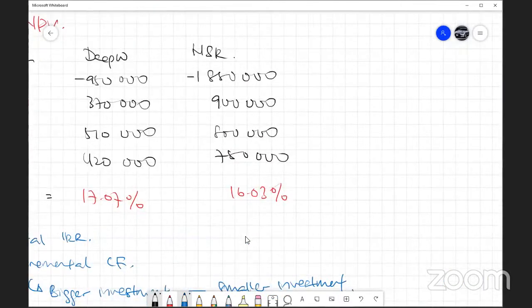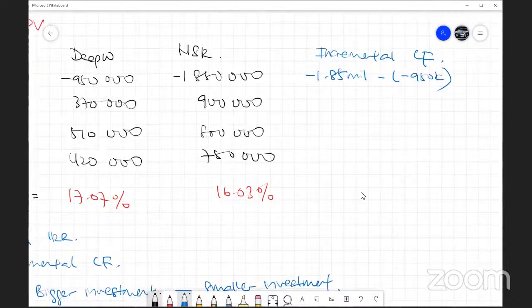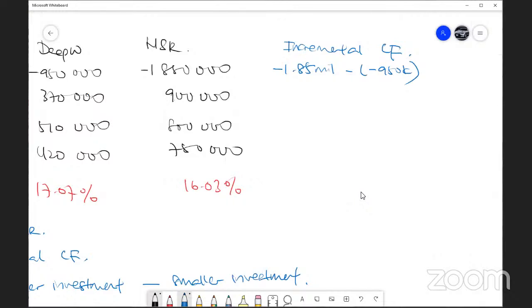So basically, your incremental cash flow is negative 1.85 million minus negative 950,000. Minus becomes positive. So negative 1.85 million plus 950,000, you get negative 900,000. Repeat for this: 900,000 minus 370,000, you get 530,000. 800,000 minus 510,000, you get 290,000. And then 750,000 minus 420,000, you get 330,000.